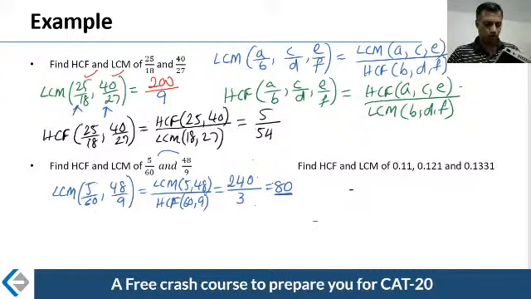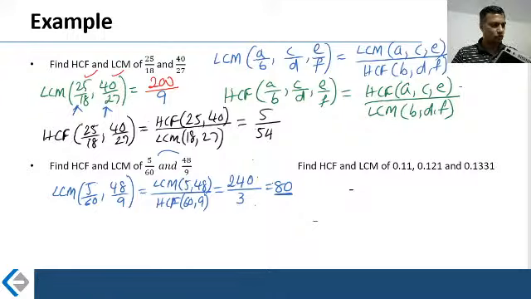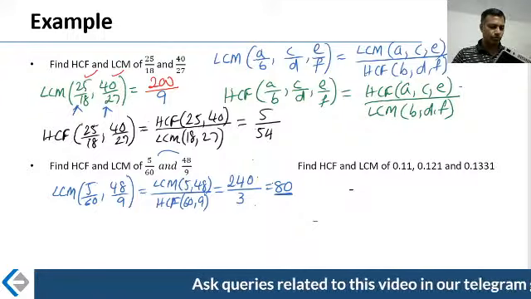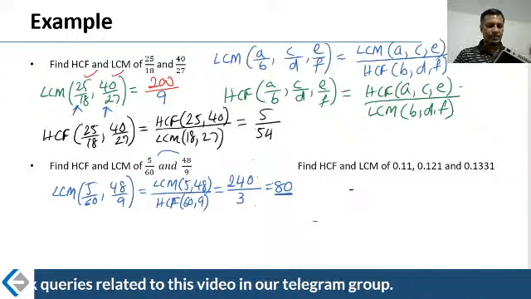Now if you do this, it is wrong. 80 is wrong. You may wonder, what is wrong? We followed the correct procedure: LCM of the numerators, HCF of the denominators. Why should it be wrong? It is wrong because when you are finding the LCM and the HCF, the numbers should be in their simplified form.